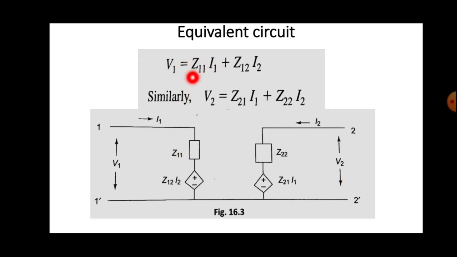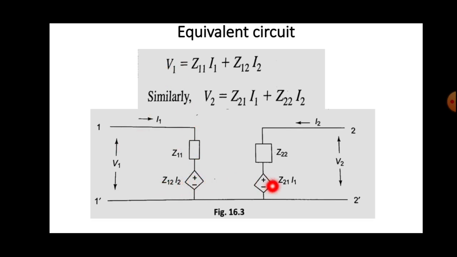Z11 is the input impedance, so we represent it by a rectangle, and I1 is the incoming current. The next term is Z12 I2, which represents a voltage, so you can represent it as a dependent voltage source, marked Z12 I2. This constitutes the input side, where the input voltage V1 is represented like this.